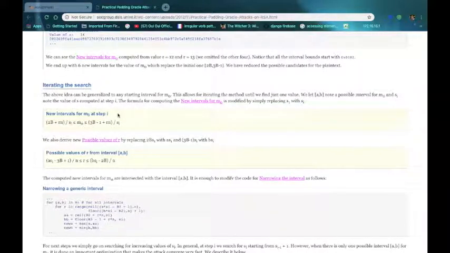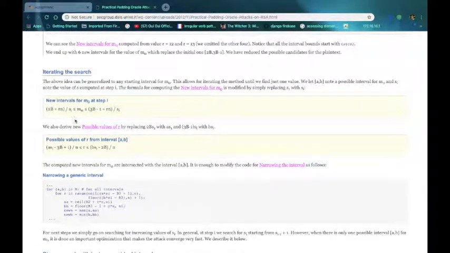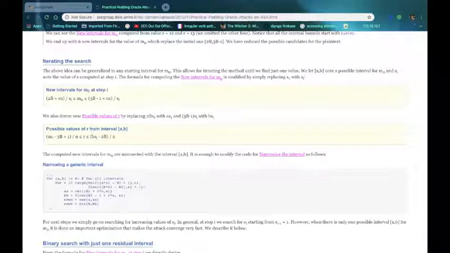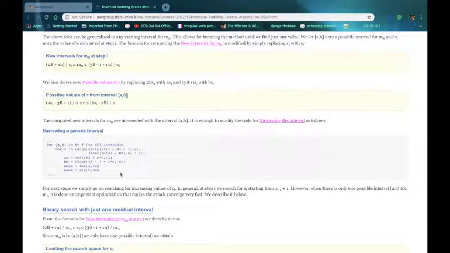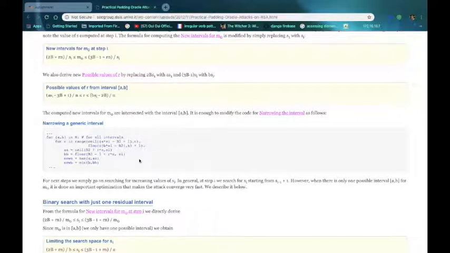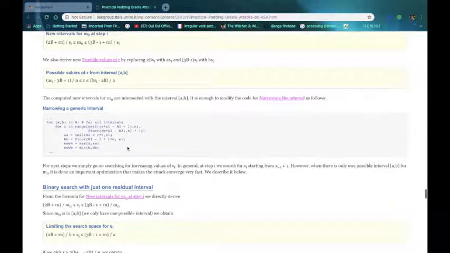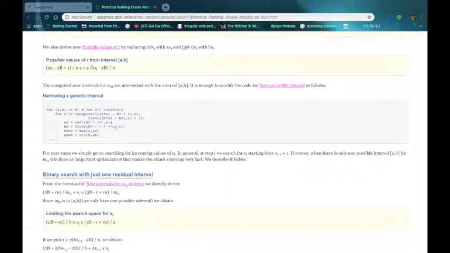So the values are 2b plus Rn by Si and 3b minus 1 plus Rn by Si, and the values for R would then be a Si minus 3b plus 1 by n and b Si minus 2b by n. Using these, we will try to converge, or find whether some new intervals intersect with the interval a, b, and using this we try to narrow the generic interval.